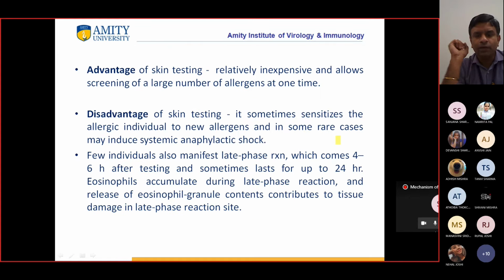Okay, so the advantage is that it is obviously inexpensive, and it allows screening of a large number of allergens at one time. But it has some major drawbacks. The disadvantage is that it sometimes sensitizes the allergic individual to new allergens, and in some rare cases may induce systemic anaphylactic shock.